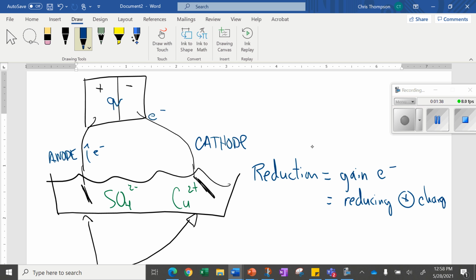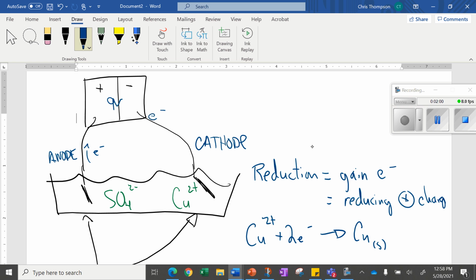So right here, you saw the copper forming at the cathode because the copper is gaining electrons. The copper ions in solution are now gaining electrons, so you get solid copper. That's one reaction you need to look at. That's the reduction. Well, that's one thing that's happening here.